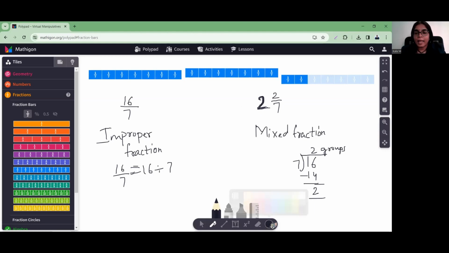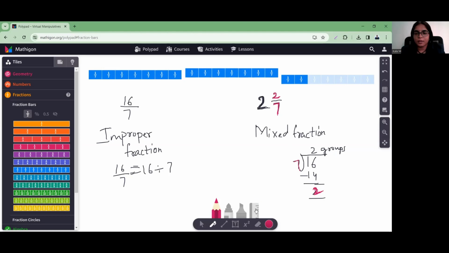Some pieces were left out. Remainder. I want you to understand the concept of the remainder. Remainder means two pieces could not be made into groups. That too is the numerator in the proper fraction. And you get the divisor. The divisor, that is 7, comes here.